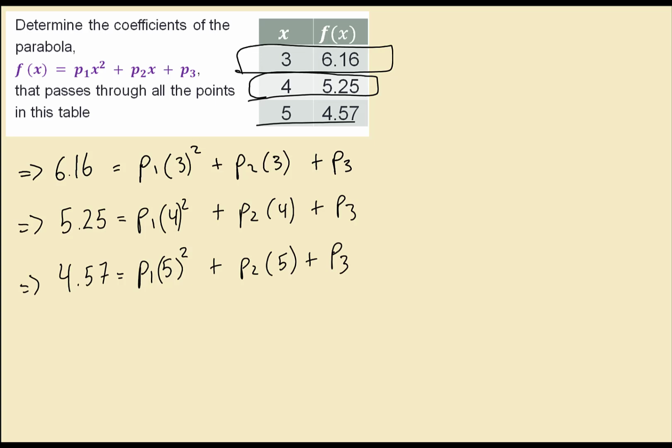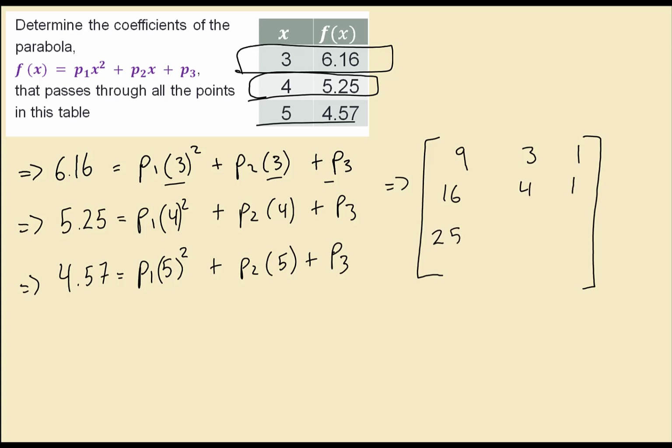So converting this into matrix form, we have the coefficients, which are what we see here. So this is 3 squared and 3 and 1. Doing all the math, 3 squared is 9, and then 3 is just 3, and then just putting 1, we can formulate this coefficient matrix for this given problem. So we have 16, 4, 1, 25, 5, and 1.